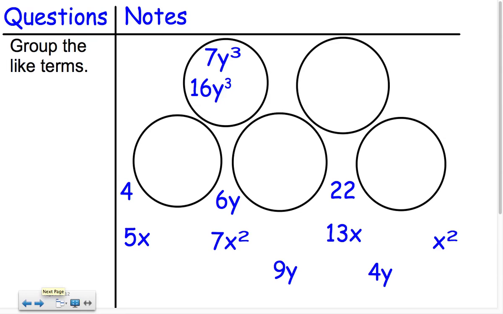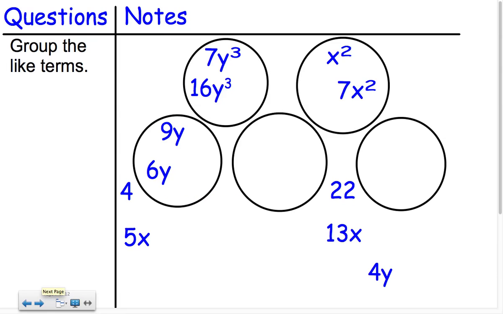So now we're going to pick another one. I'm going to take the x squared and drag it to a new circle. Now what you have to look for is a term that has x and squared. It has to have the same variable and the same exponent. The only one with an x and a squared next to it is 7x squared. I'll pick another one, 9y. This one doesn't have any exponents, so all I have to look for is another term with the same variable. 6y would work, and so would 4y.